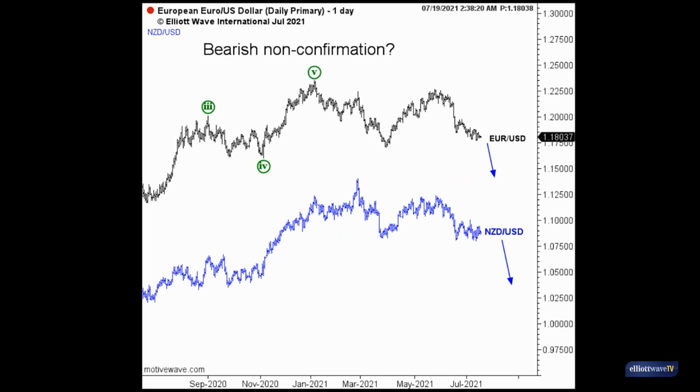Fast forward, the Euro and the Kiwi have continued to decline as expected. The Kiwi has already taken out its April 2020 low. We expect the Euro to follow and continue below its March low at 117.03, so the Kiwi appears to be leading the Euro lower.